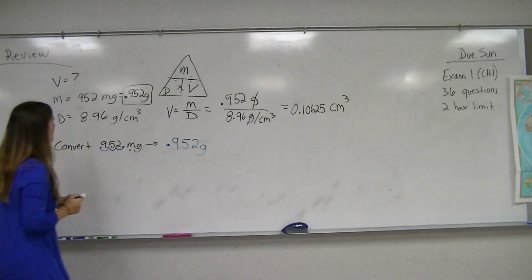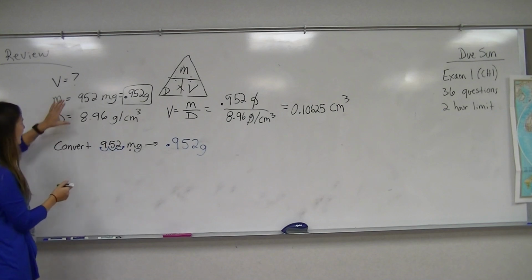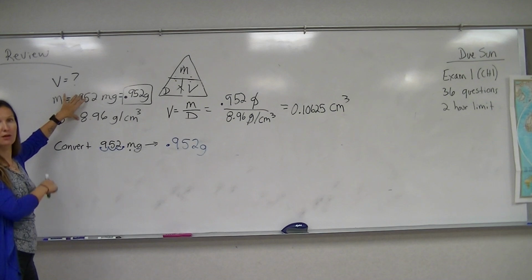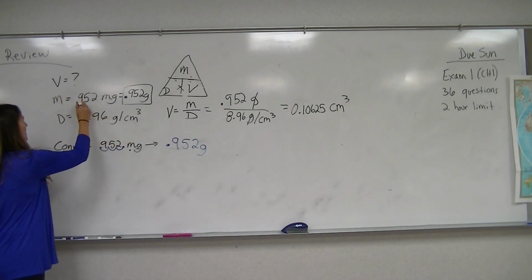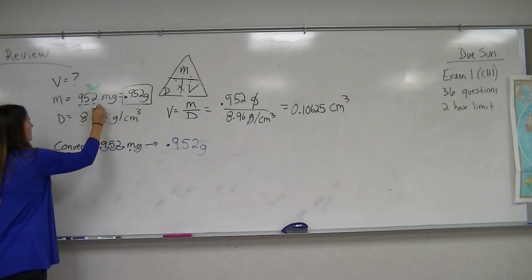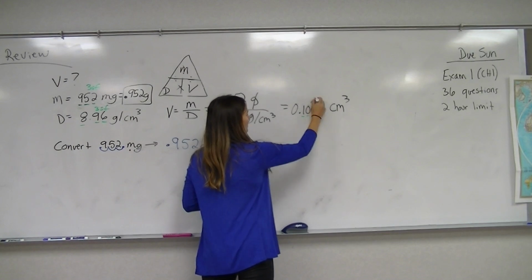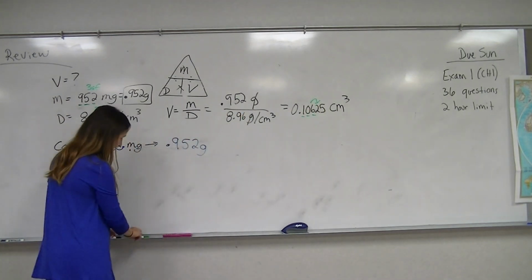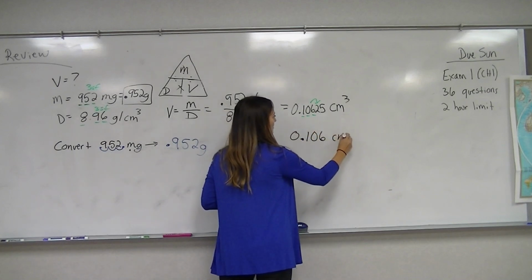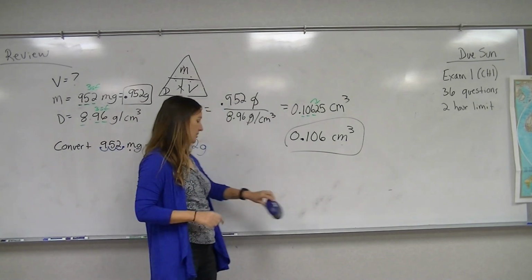All right, so now we need to look at sig figs. You go back to the original numbers used in the problem and count the significant figures in each. Pick the smallest, because we're dividing. So 1, 2, 3. 1, 2, 3. Both have 3, so our answer should have 3. 1, 2, 3. Look at the number next to it. That's going to stay a 6. So our answer to the correct number of significant figures will be 0.106 centimeters cubed.